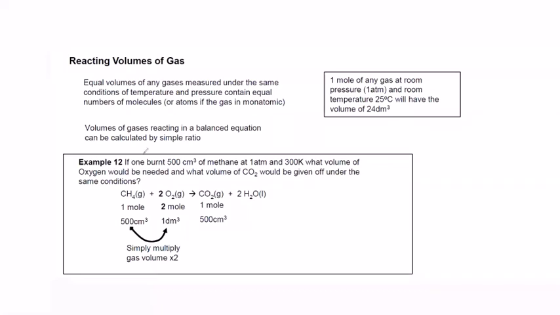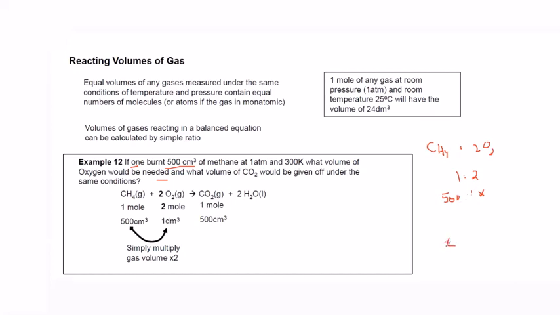So if a question is, if one burned 500 cm cube of methane, what volume of oxygen would be needed and what volume of carbon dioxide would be given off? So how can you use the ratio between methane and oxygen according to the question? It's 1:2. So 1:2 is the simplest ratio. If we have 500 cm cube of methane, then we'll have x cm cube of oxygen, cross multiply.